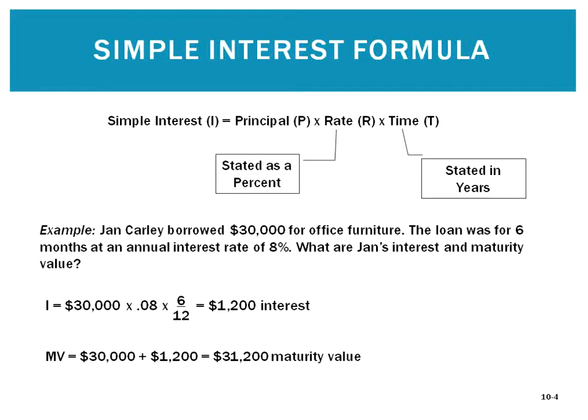So now that means for borrowing that $30,000, he has to pay a fee of $1,200. So the maturity value is your principal plus your interest. So now at the end, even though he borrowed $30,000, he's going to end up paying $31,200.